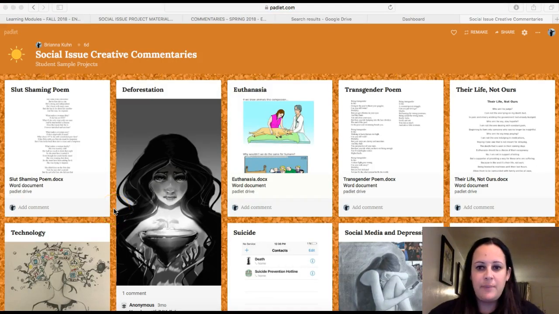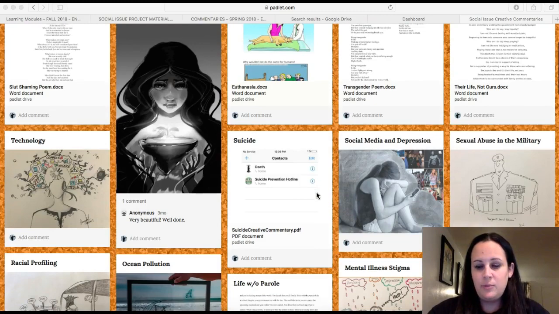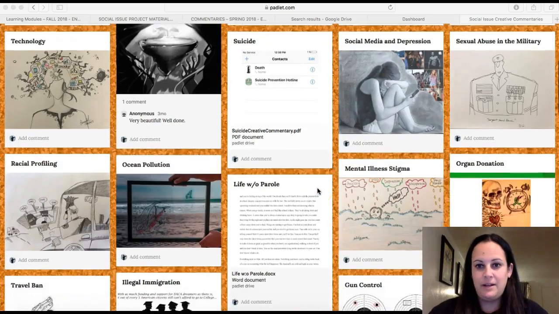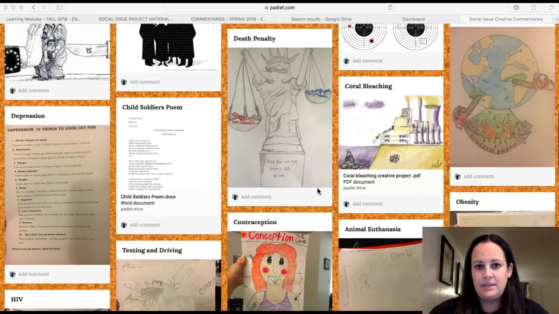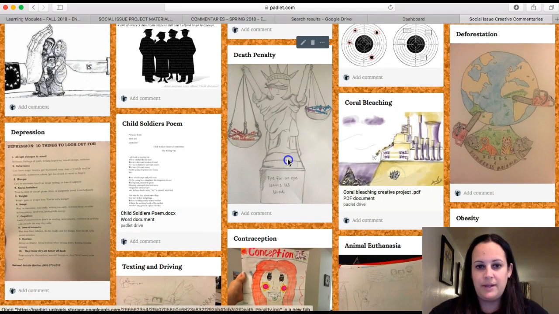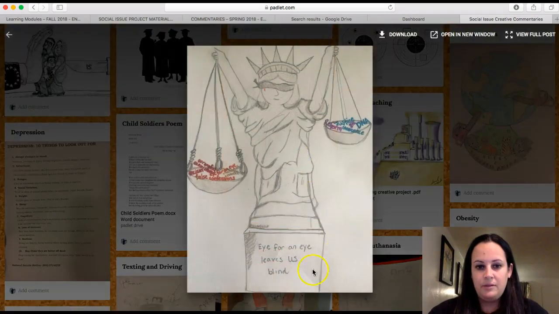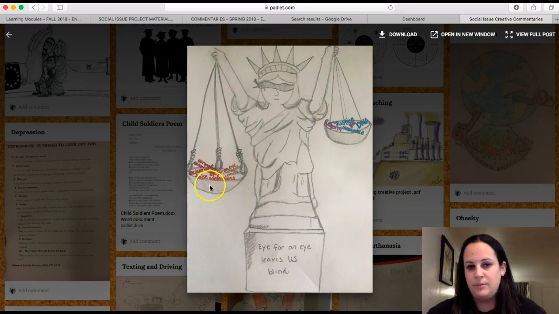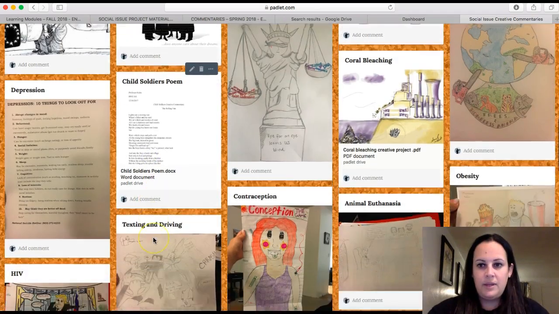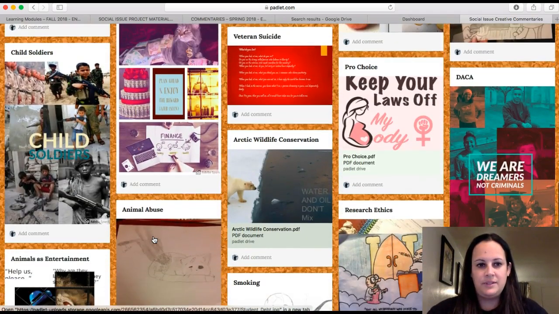So I've created a Padlet for our course for our creative commentaries. You can go on here, and obviously there's more than hand washing and death penalty, right? There are so many samples. This is actually the death penalty one right here from our sample set. Notice she drew a picture of the Statue of Liberty, and she's being weighed down on one side because of capital punishment. And then you can see all of these different samples here.